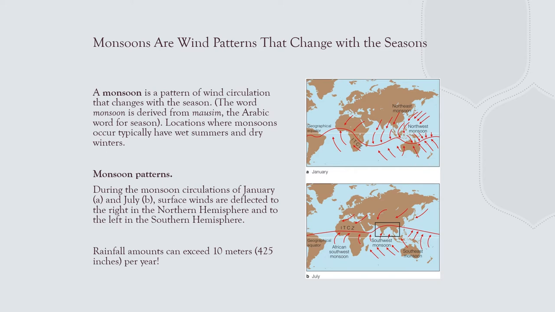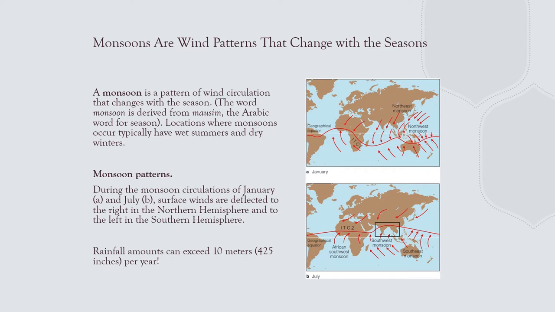ITCZ movement seasonally. If you look in January here in India, the ITCZ is sitting in the southern hemisphere because of that axial tilt. So all this cold, bitter cold, dry air is being sucked from the Himalayas down into India, and it's very, very dry and very, very cold. In the summer, when the axial tilt is shifted, this ITCZ moves up to the Himalayas, and this warm, moist water is sucked from the Indian Ocean and drenches India.